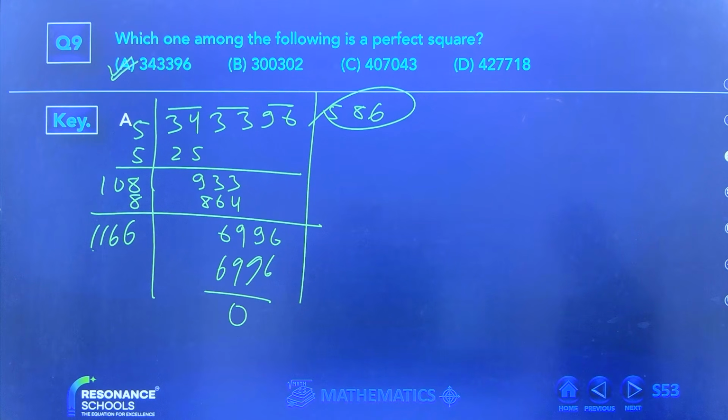Yes, I am writing 586, not 585. Okay, okay, Tejas, okay.